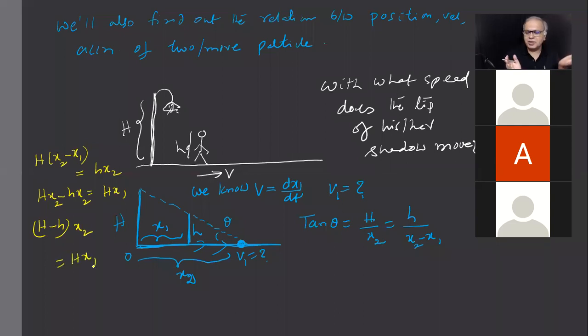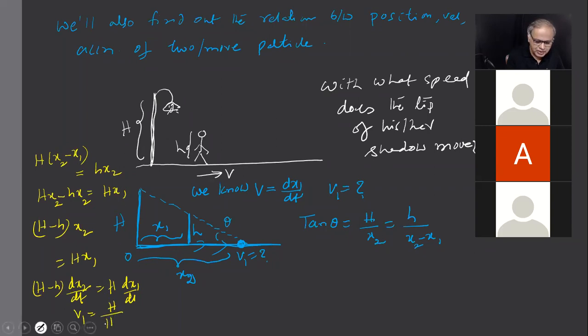So what is it that I should do now? Differentiate. H and h are constant, children. So h minus h into dx2 by dt is equal to h into dx1 by dt. Now we know dx1 by dt is v. This is v1, isn't it? v1 equals h by h minus h into v. So this is what you mean by connecting the velocities of two particles here.